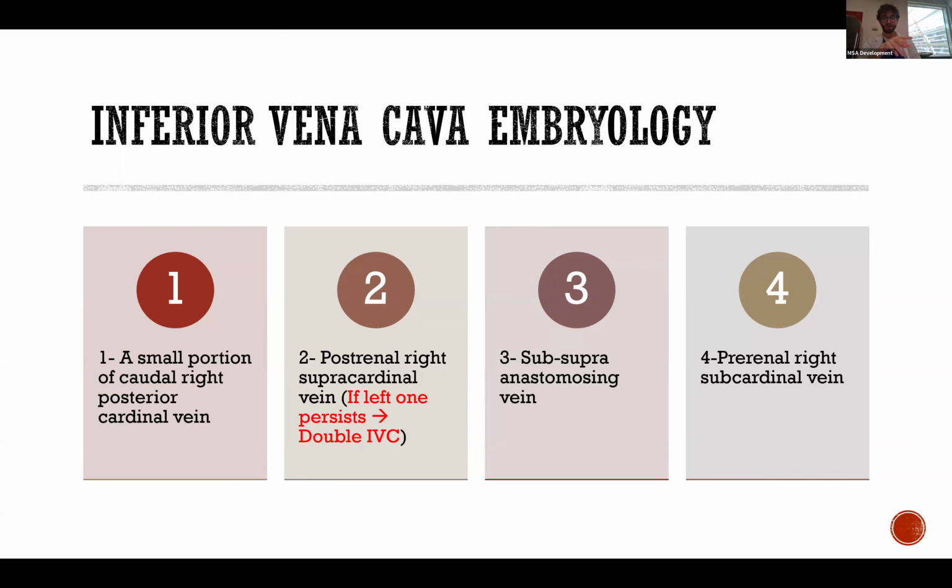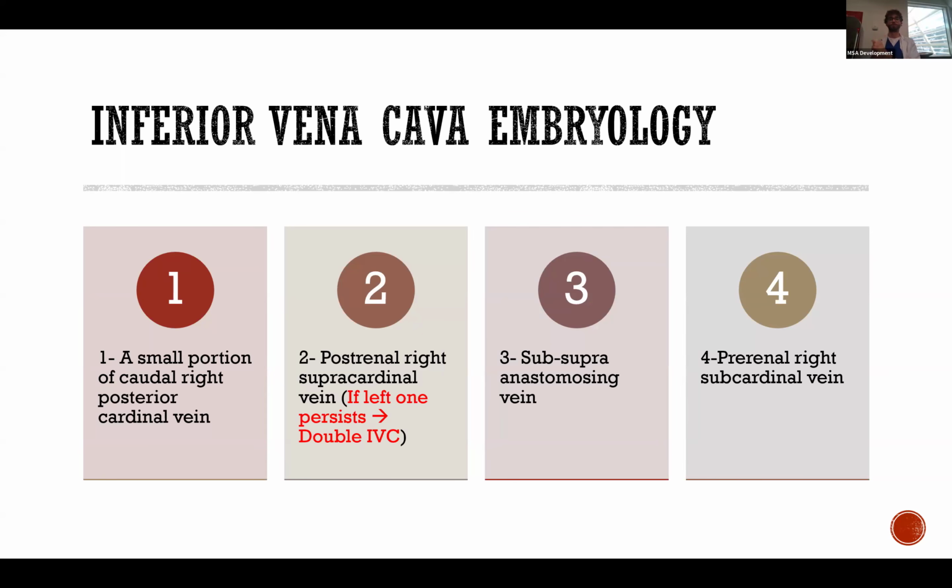Anyways, the superior and inferior vena cava are on the right side, right? So obviously, let's say only the right supracardinal vein is the one that should be there, because it's what's going to give us the inferior vena cava. Now let's say a left supracardinal vein is there. What is going to happen? We're going to have a double inferior vena cava.